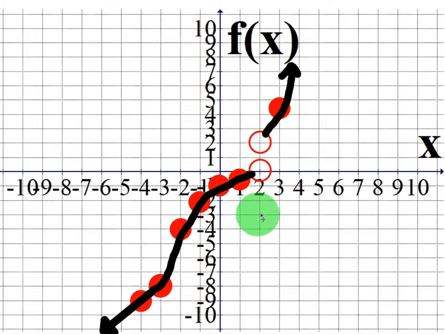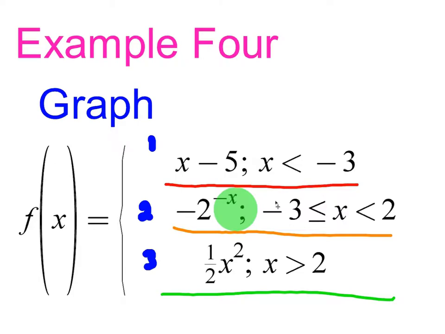It's still a function, though. It still passes the vertical line test. Here's my first piece. Here's my second piece. Here's my third piece. If they don't make a perfect picture, that's fine. That's why it's called a piecewise function. You're taking different pieces of different functions, and you're putting them together. If you have any other questions about this lesson, let me know.